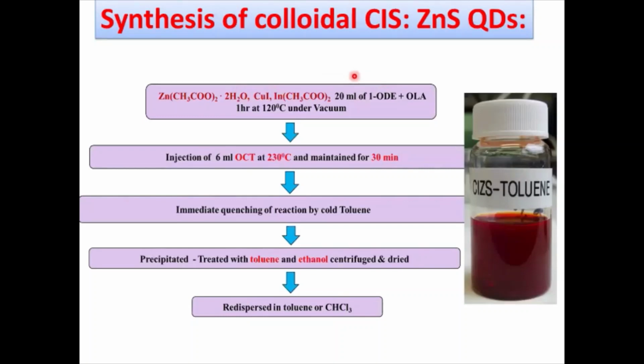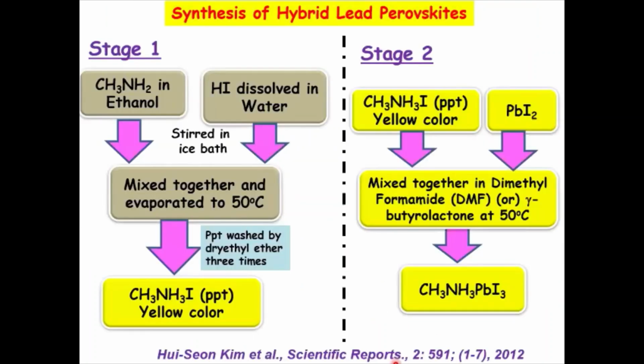And then octadecene is injected at 230 degrees to create a burst of reaction, and we also quenched it in toluene so that we can avoid agglomeration. Then the treated particles are centrifuged with ethanol or toluene, and finally dispersed in chloroform to make an ink for further applications.